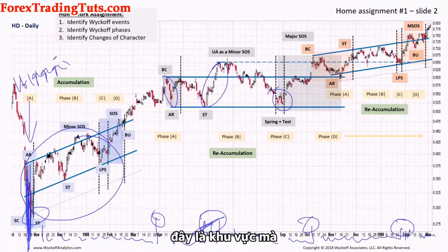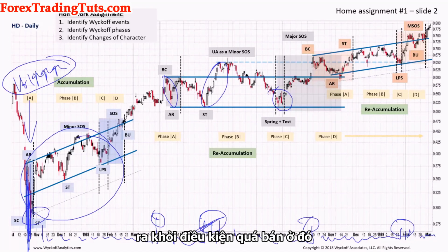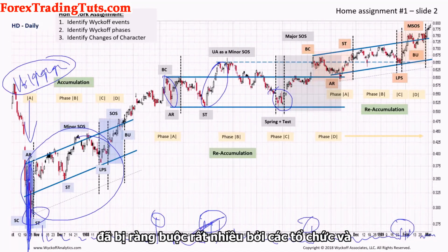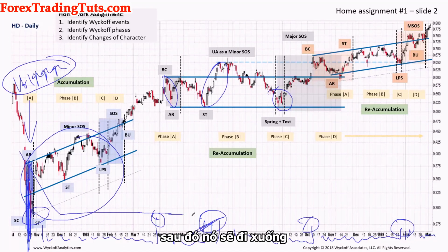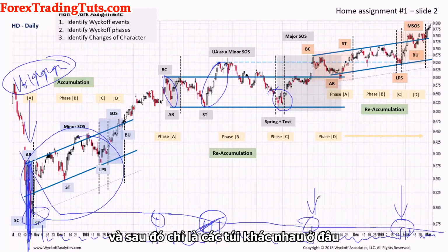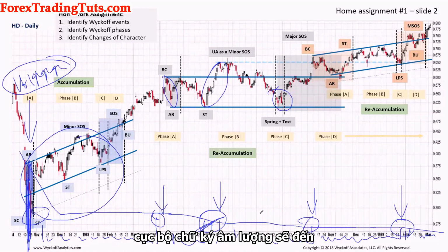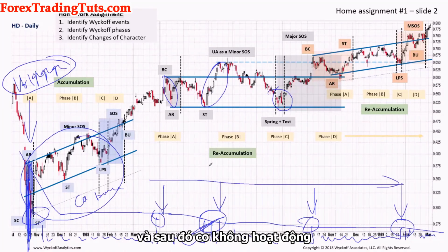This is the area where out of the oversold condition, there was so much buying by institutions, and then it's just going to go down. And it's going to go down like this. And then just different pockets where locally the volume signature is going to increase. So CO bought here, and then CO is inactive.